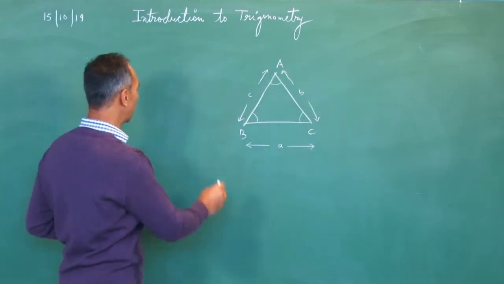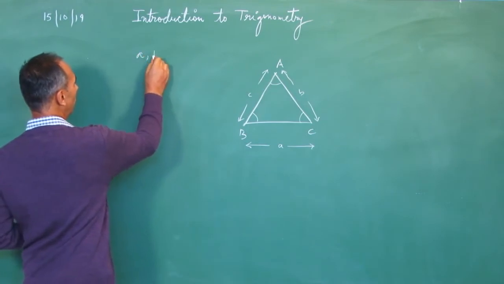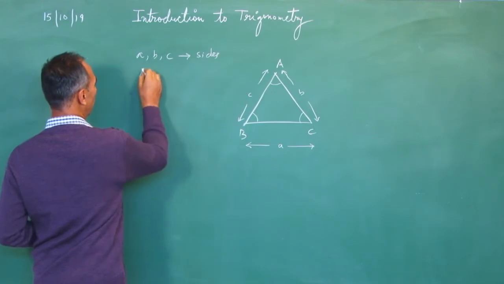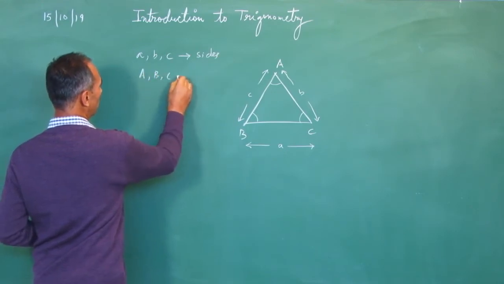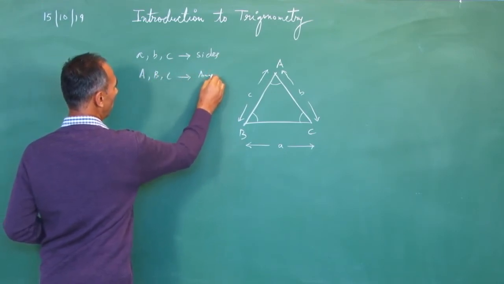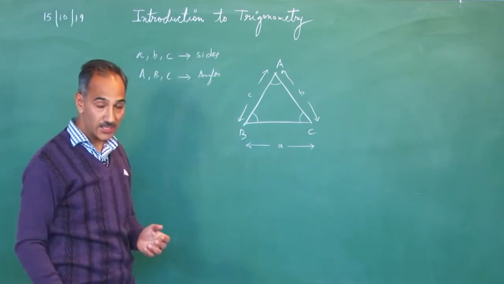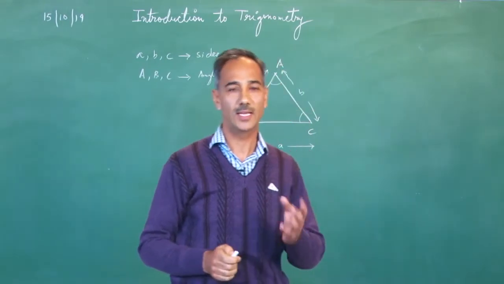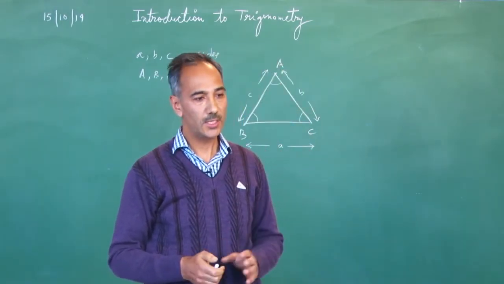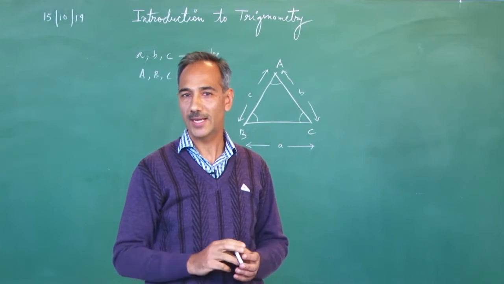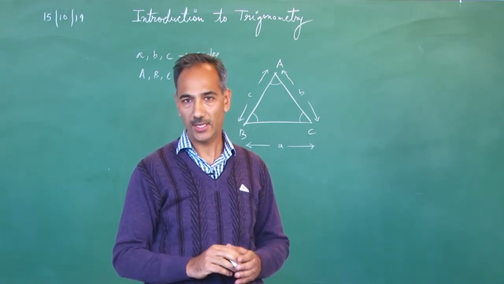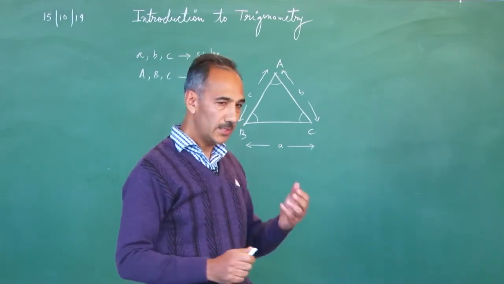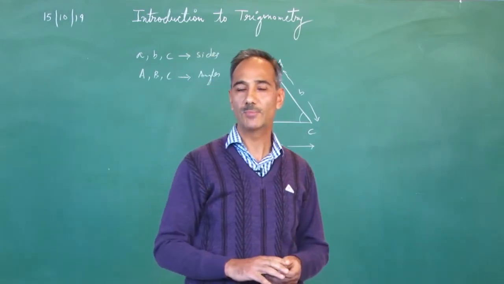That means three sides which are denoted by a, b, and c, and three angles, which are denoted by capital A, capital B, and capital C. These are angles. Now, these three sides and three angles sum up to 6 elements. They are known as elements of a triangle. Now, in a particular situation, some of the sides and some of the angles are given, and you are asked to find the remaining sides and angles.